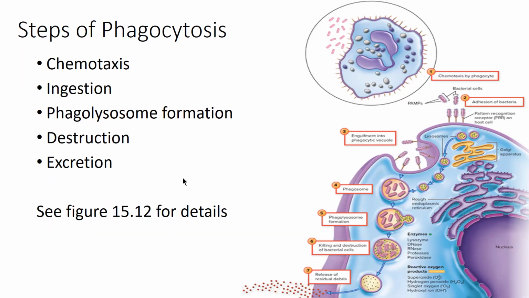This figure here just shows you the steps of phagocytosis. So be familiar with these general steps, but chemotaxis and ingestion relate to the recognition and the invagination of the microbe into the phagolysosome ultimately, and that leads to destruction and then excretion. So you can look at figure 15.12 here for more details on that.